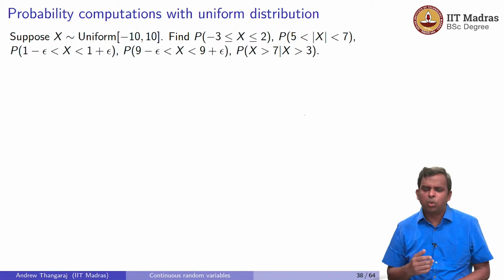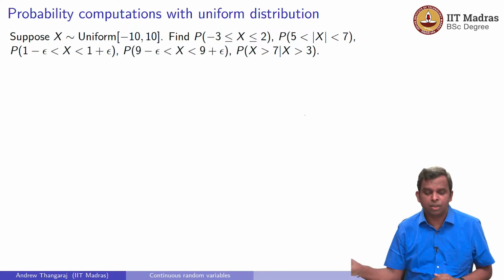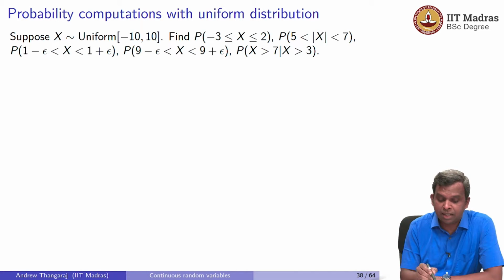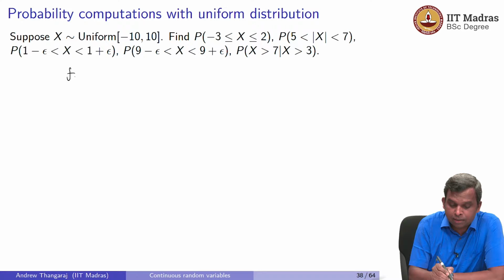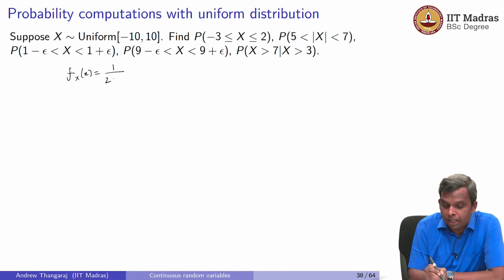One can do computation of probability here. So here is a uniform distribution from minus 10 to 10. So f_X(x), start with writing out the PDF, is 1 by 20.